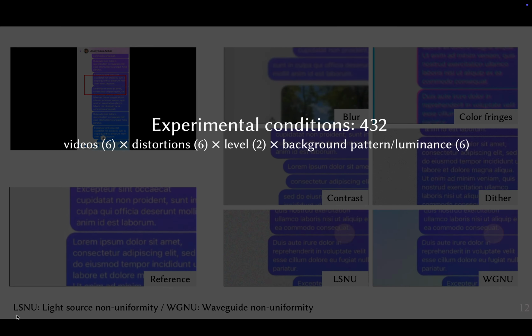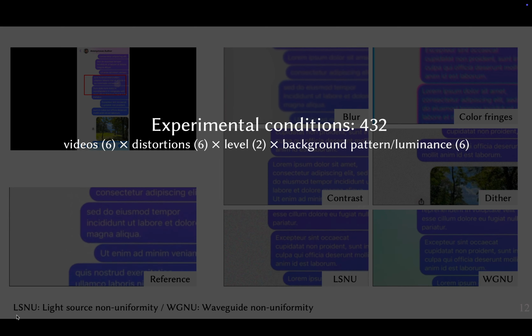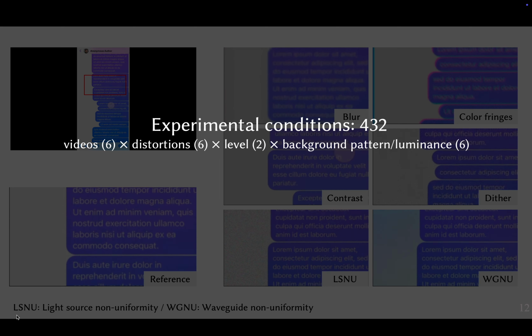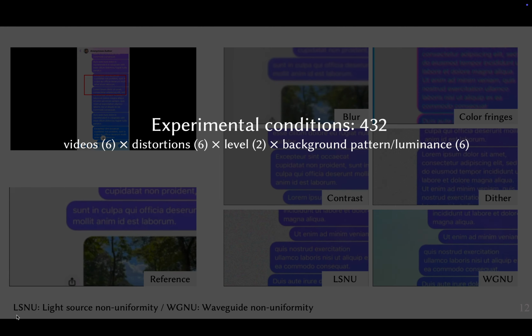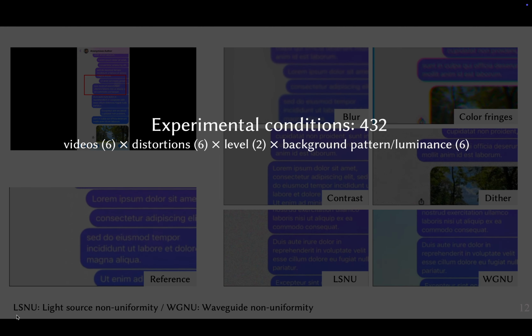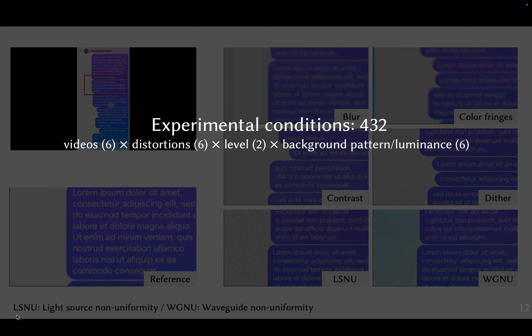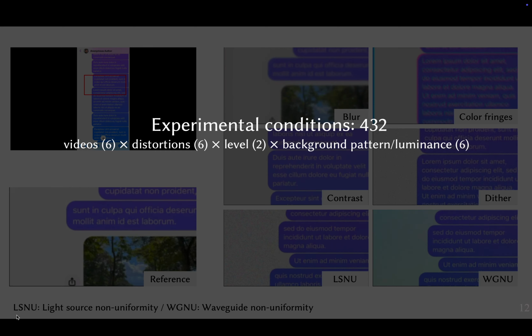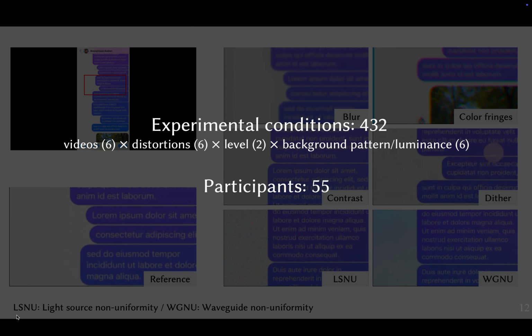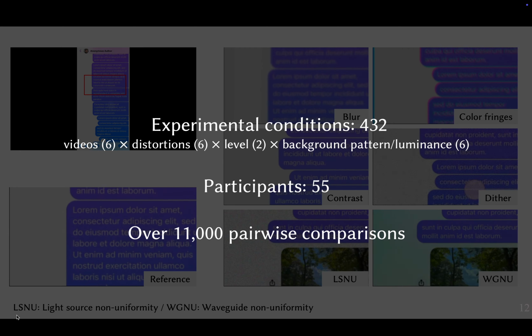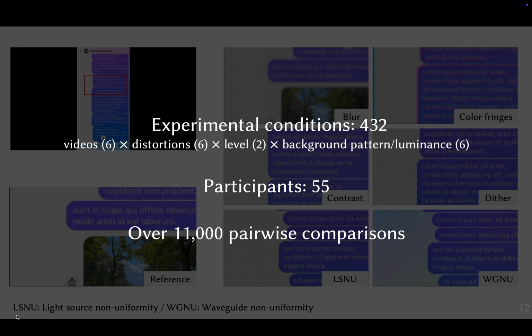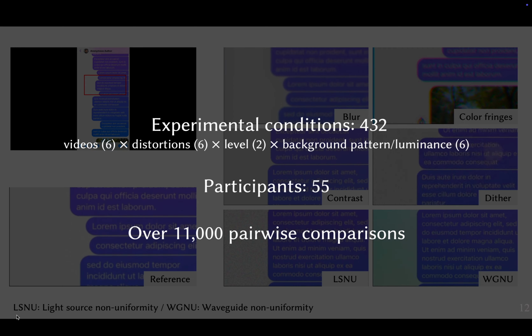All in all, we had 432 experimental conditions consisting of 6 different videos, 6 distortions, each one presented at 2 levels of magnitude, and 6 different backgrounds between 3 patterns and 2 luminances. Our study consisted of 55 participants and in total collected over 11,000 pairwise comparisons.